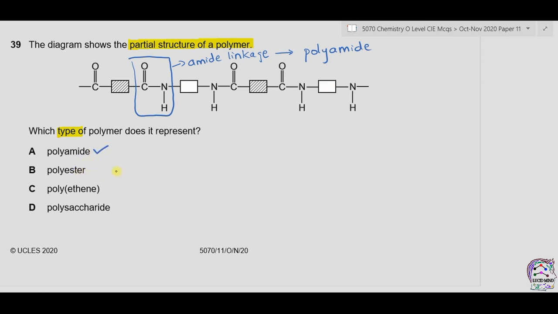B is polyester. In polyester, the linkage will be like this. C is polyethene. In polyethene, the linkage is like this. In polysaccharide, the monosaccharides are linked by glycosidic bonds. The only correct option is therefore A.